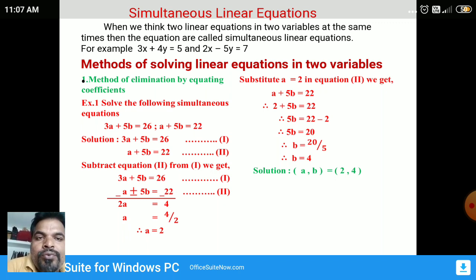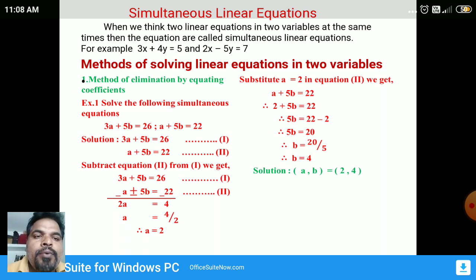When you eliminate variable b, you get the value of a. Then substitute the value of a, which is 2, in equation number 2. You also substitute the value of a in equation first. Then we get the second equation, a plus 5b is equal to 22. Then substitute the value of a is 2, that is 2a plus 5b is equal to 22.